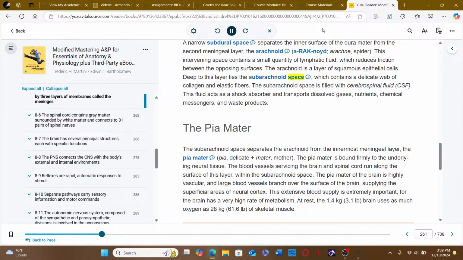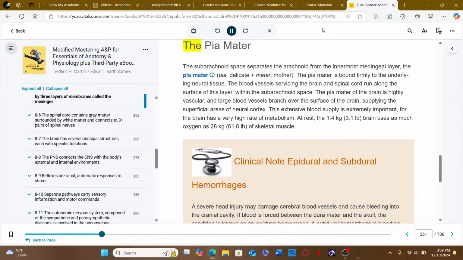Deep to this layer lies the subarachnoid space, which contains a delicate web of collagen and elastic fibers. The subarachnoid space is filled with cerebrospinal fluid, CSF. This fluid acts as a shock absorber and transports dissolved gases, nutrients, chemical messengers, and waste products.